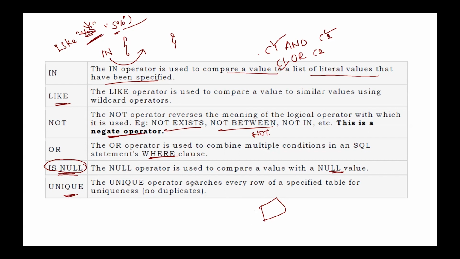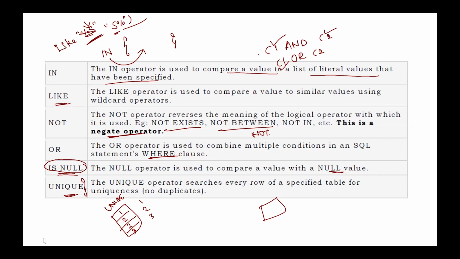UNIQUE. The UNIQUE operator searches every row of a specified table for uniqueness. Uniqueness means that there should not be duplicate values. Every value should be unique, only then will this be executed. For example, if you ask to display unique values of the products, then single values of those products will be selected. If you have a list of values like 1, 2, 2, and 3, and you use a unique constraint here, then only 1, 2, 3 will be selected. So unique means a value should not be duplicated.